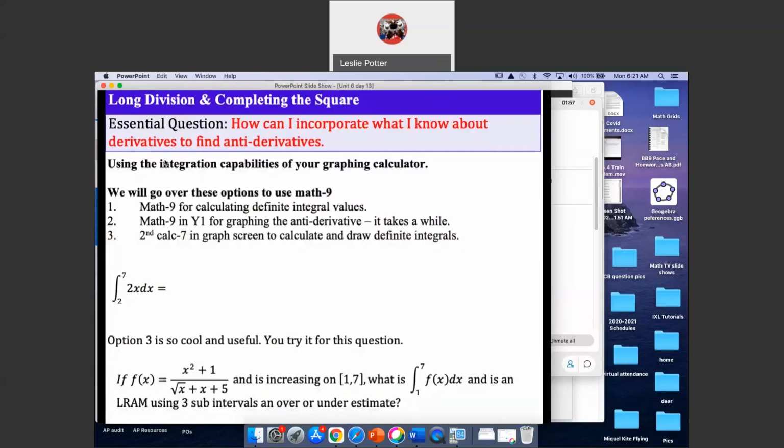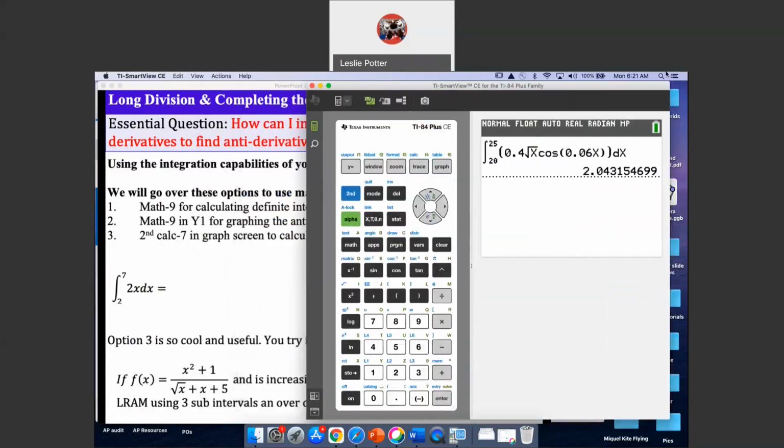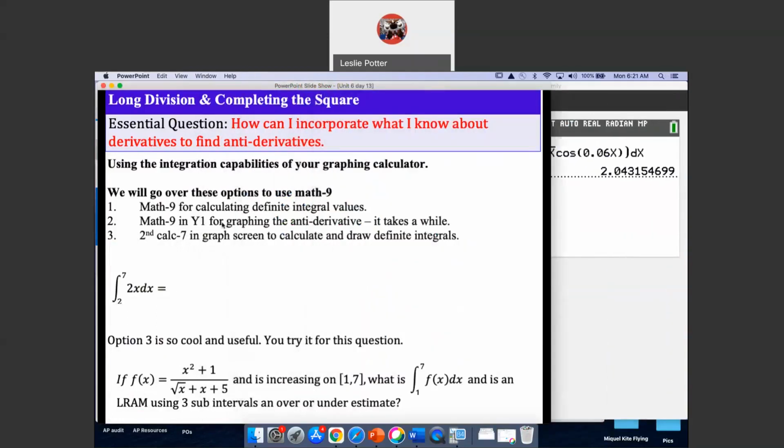Okay, so you have a math 8 key for derivatives, and there's a math 9 key for integration. I just want to show you a couple of different ways to use that math 9 key, because you can use it in a couple different environments.